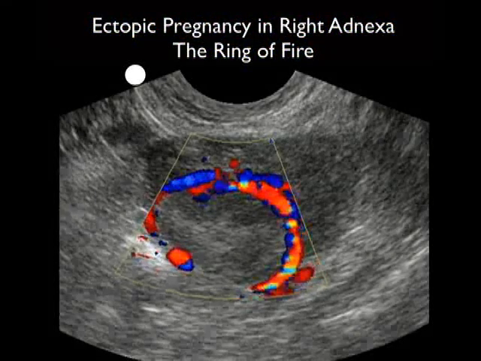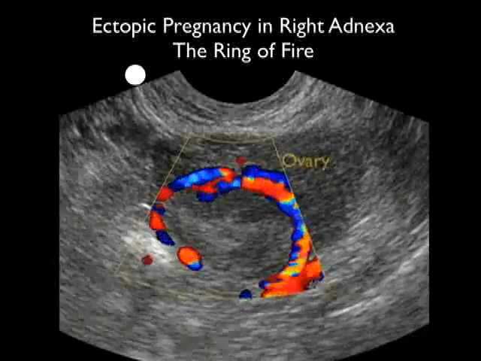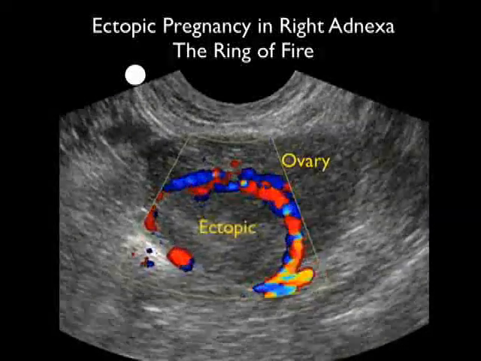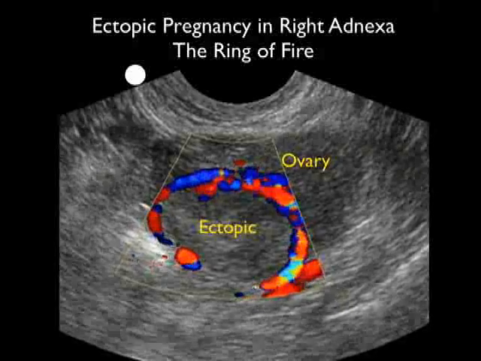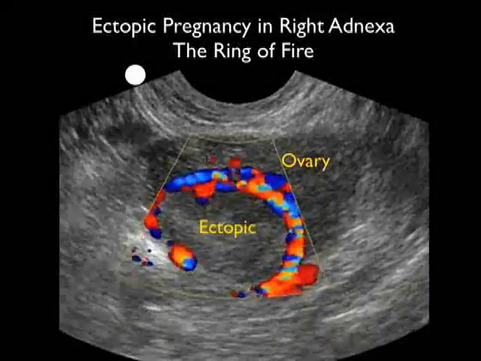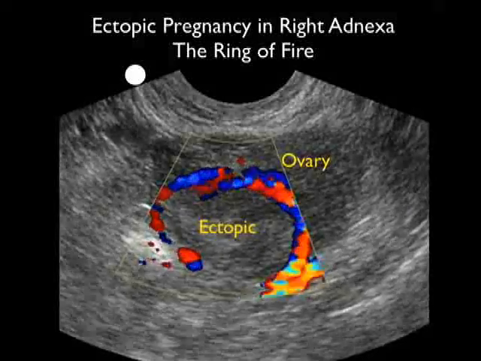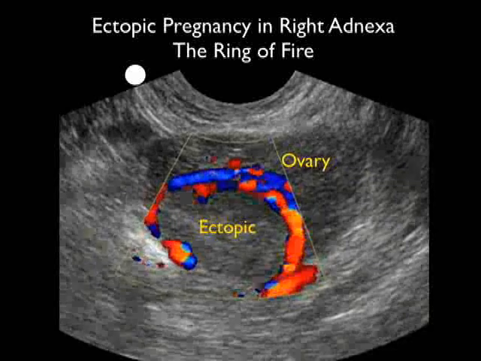And what's interesting is, as we put Doppler flow on that complex pelvic mass, we notice the presence of the ring of fire, very suggestive of an ectopic pregnancy. The reason for the ring of fire is that the ectopic pregnancy pulls a huge amount of vascularity towards it. And using the Doppler, we can see the separate ectopic from the ovary above it.